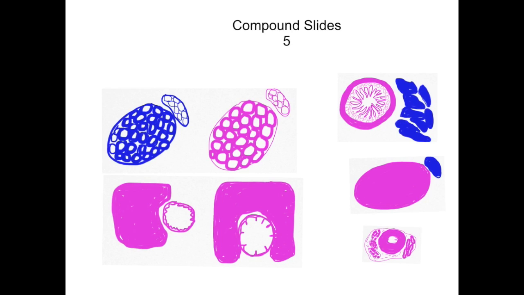The first group in this revision is the compound slides. We have 5 compound slides. We have duodenum and pancreas, we have testis and epididymis, we have human liver and gallbladder, we have thyroid and parathyroid, and the spermatic cord.